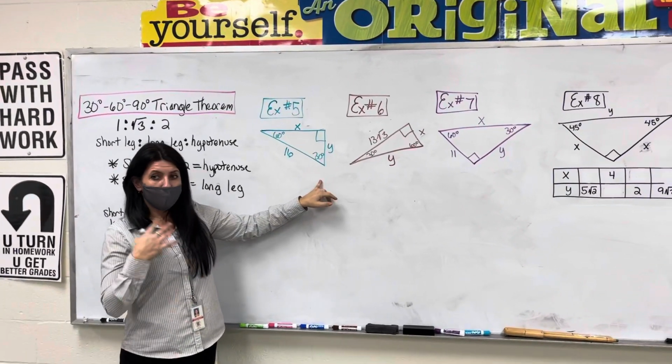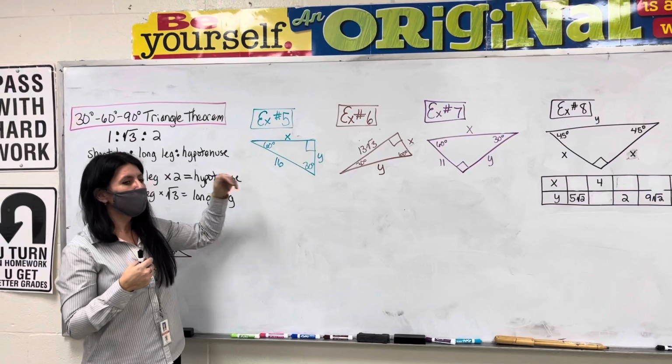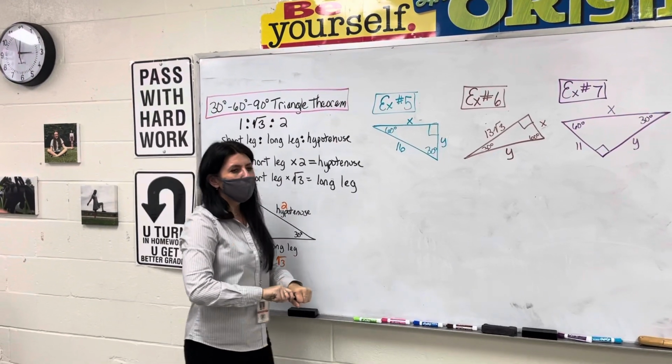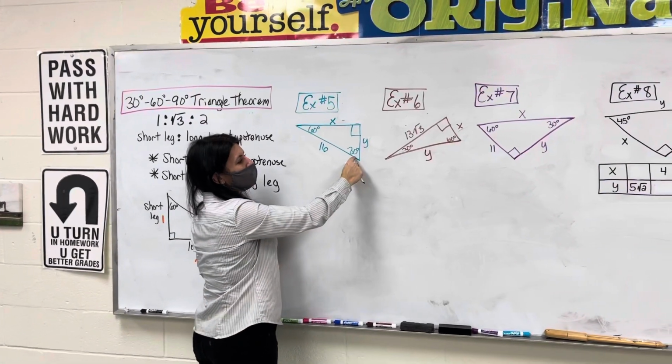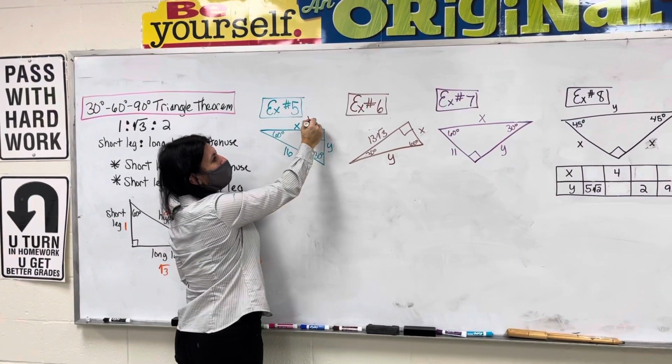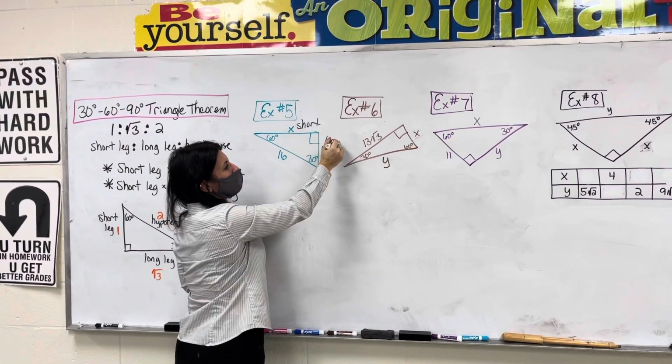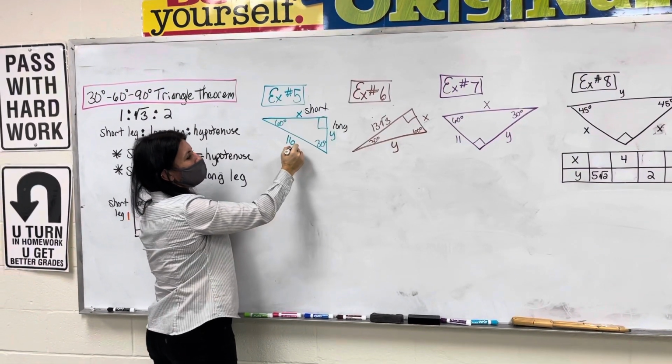So first of all, like I was doing with the other examples, this is a 30, 60, 90, which means I'm allowed to use these rules. The next thing I'm going to do is label everything. Across from 30 is going to be my short side. Across from 60 is my long side. Across from 90 is my hypotenuse.